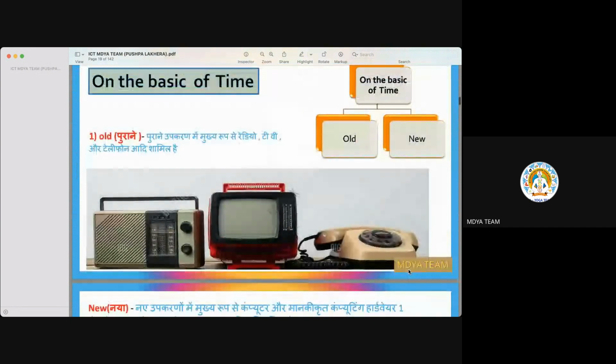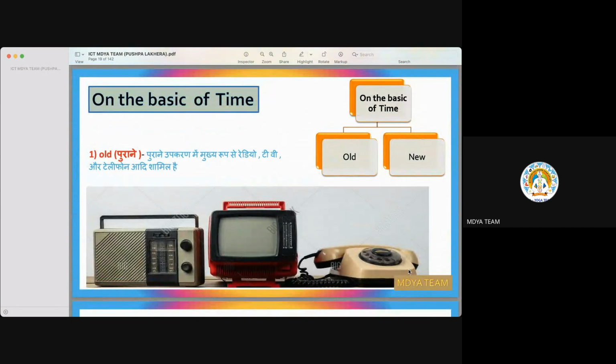So the first one is on the basis of time. On the basis of time, they are of two types: old one and new one. Old one, as the picture clarifies, are radio, this type of TV, and telephones.